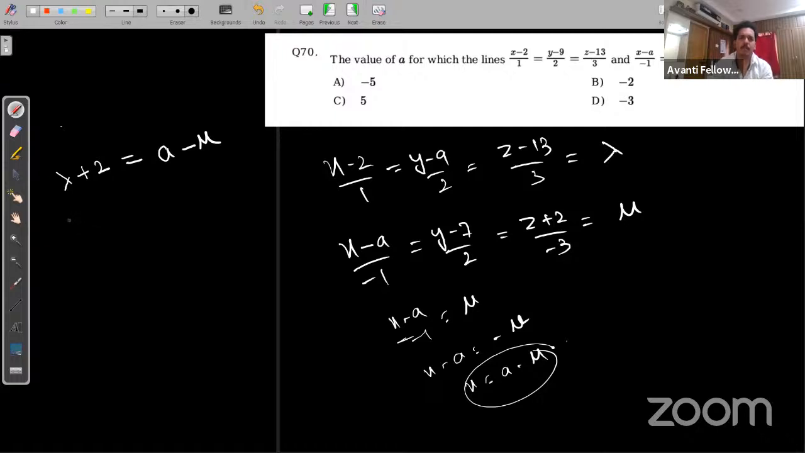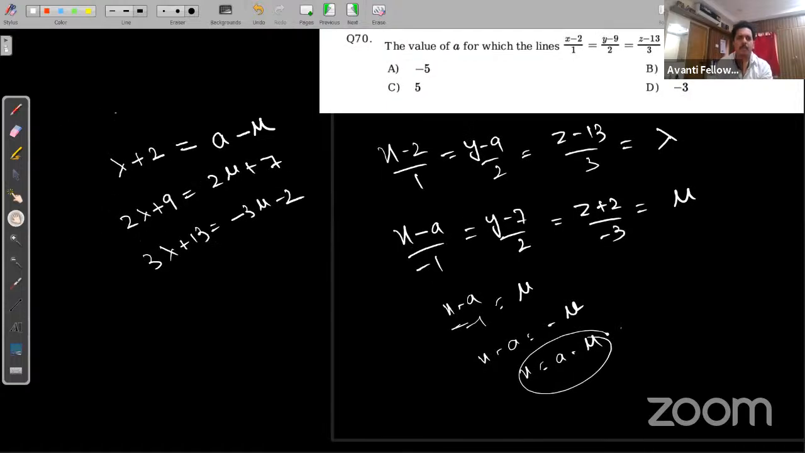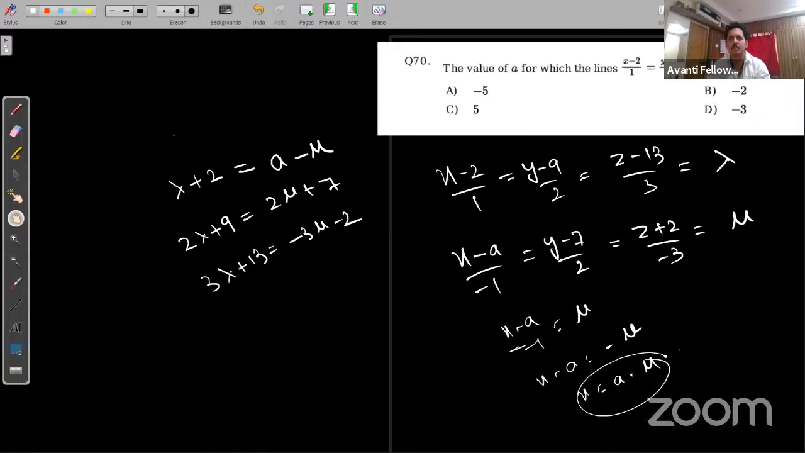That is for x, and for y similarly try to do it, guys. It is 2 lambda plus 9 is equal to 2 mu plus 7. And what is the third equation? 3 lambda plus 13 is equal to minus 3 mu minus 2. So totally we got some equations. From here we have to find the values, right?